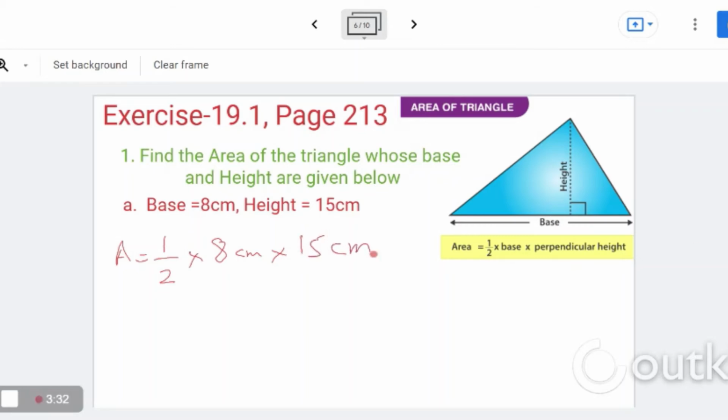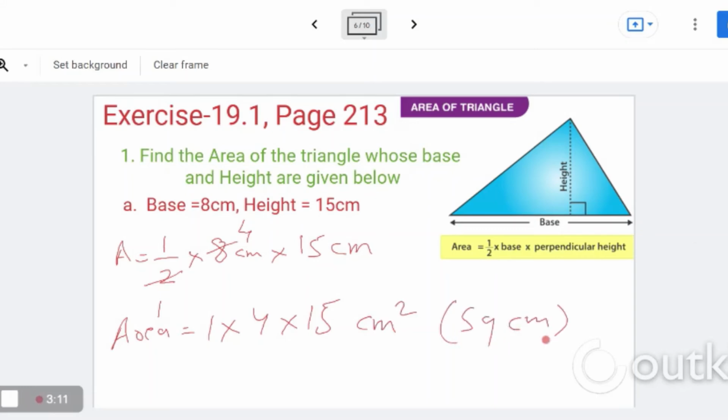Now what am I going to do? Since there is a fraction 1 by 2 and there is an 8, I can cancel. 2 1s are 2, 2 4s are 8. Now my area will be 1 into 4 into 15, and centimeter into centimeter is centimeter square. I can write this as square centimeter also. So now my area: 1 4s are 4, 4 into 15 is 60 centimeter square. So you can see the area of this particular diagram, when the base is 8 centimeter and height is 15 centimeter, comes as 60 centimeter square.